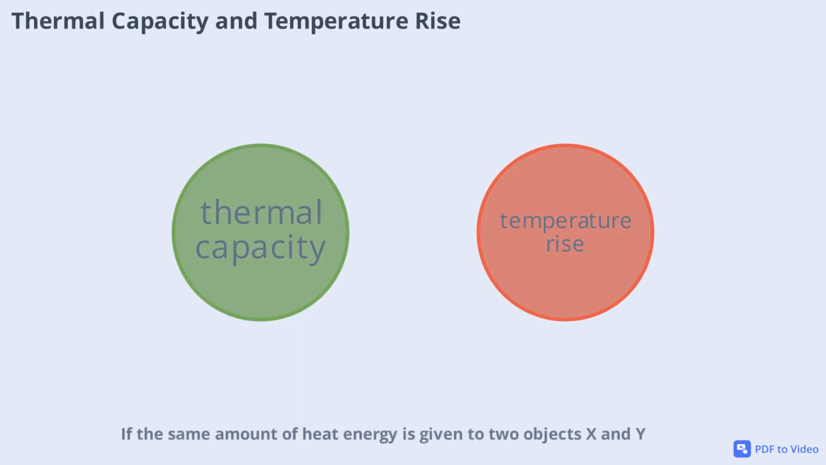If the same amount of heat energy is given to two objects, X and Y, but X's temperature rises less, what does this tell us? It means X has a larger thermal capacity. We'll discuss how thermal capacity affects temperature change and why materials with high thermal capacity are used for heat storage.